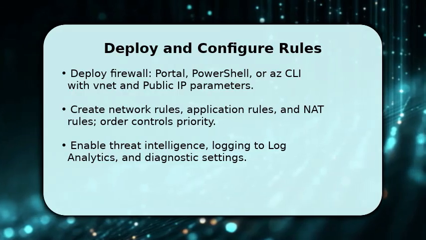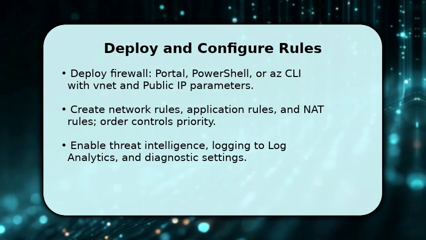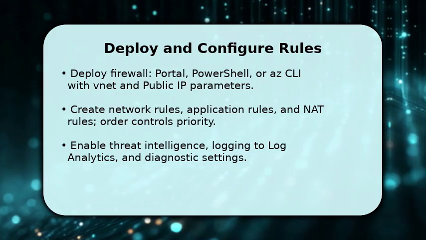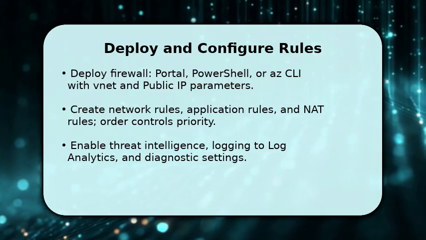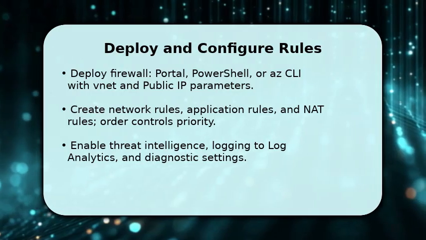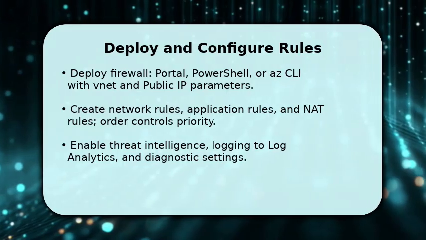Use application rules to allow HTTP/HTTPS domains and network rules to permit IP and port traffic. NAT rules handle inbound DNAT for published services. Pay attention to rule order because Azure Firewall evaluates rules top to bottom. Place specific allow rules above broader denies.